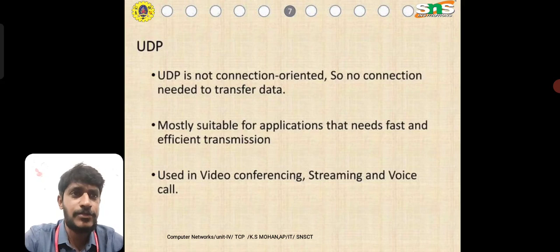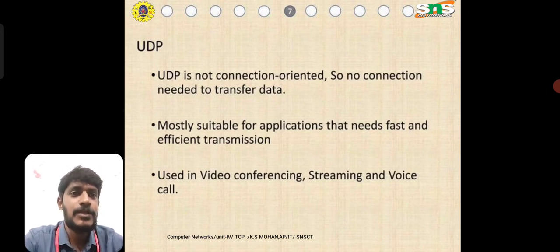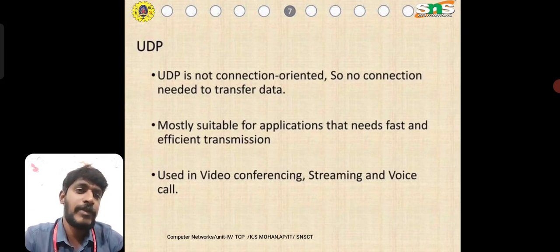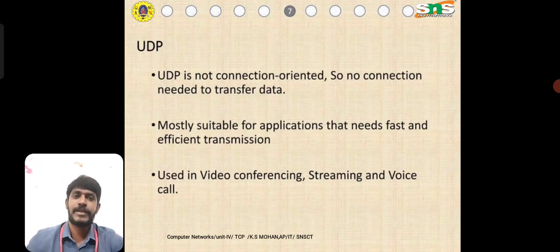UDP is not connection oriented. When coming to UDP, no connection is needed to transfer data. It is mostly suitable for applications that need fast and efficient transmission, used in video conferencing, streaming and voice calls. UDP is used in video conferencing because of live sharing of data, both video and audio, in streaming and voice calls. UDP is connectionless, so no connection is needed to transfer data. It is a fast and efficient transmission compared to TCP.